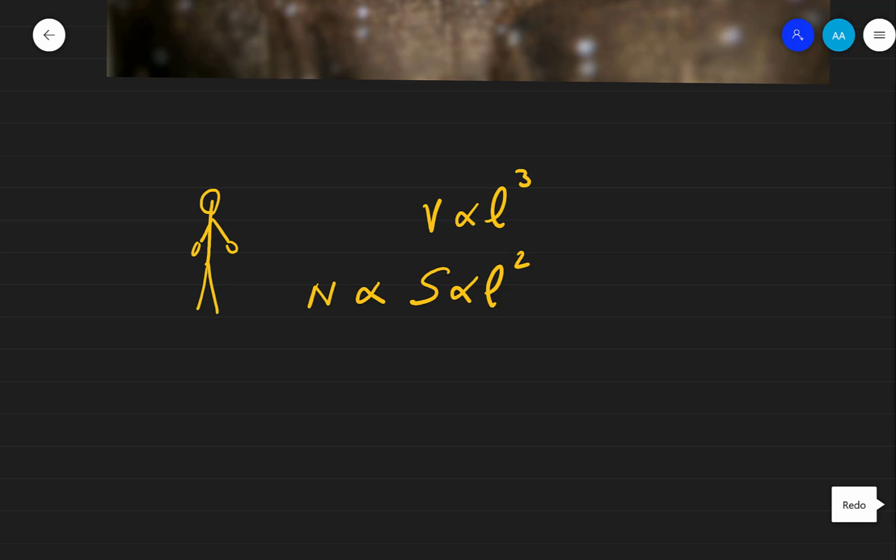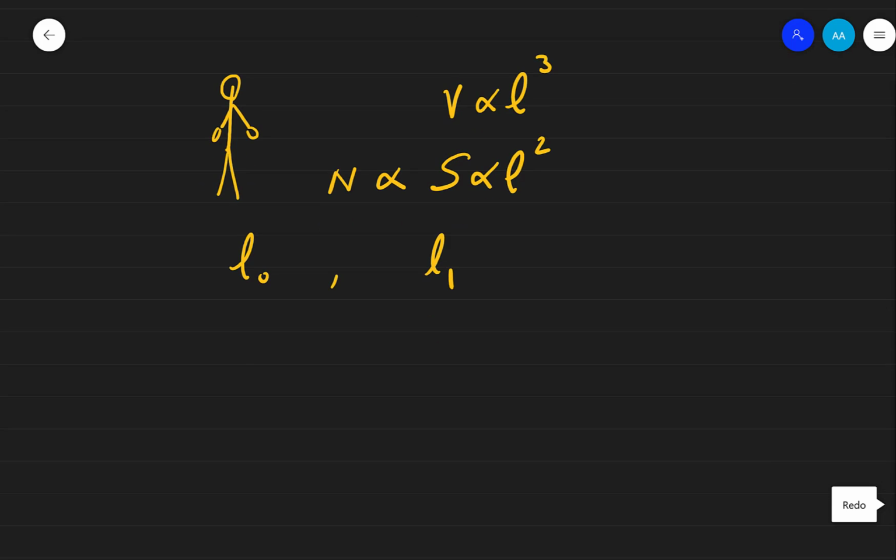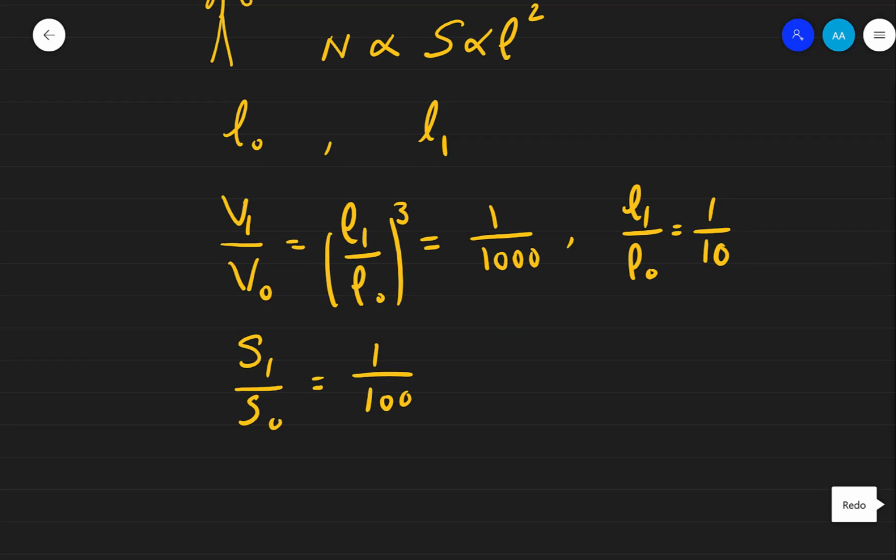For the smaller statue, the characteristic length is L sub 0, and for the highest statue it's L1. Then V1, if we need 100 cans of paint for painting a high statue, the number of cans to paint the small statue is 1. And for 1000 statues, we need 1000 cans of paint.